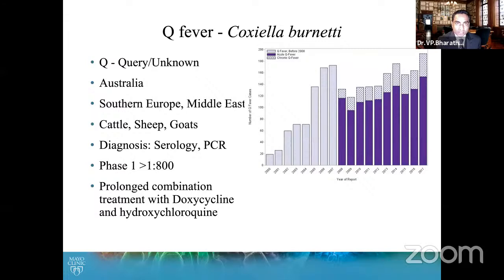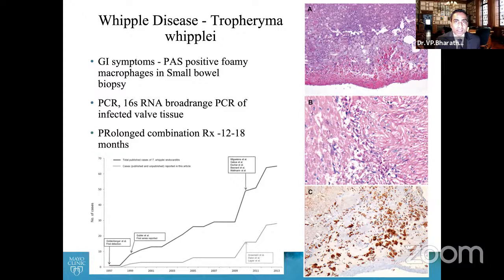Whipple disease is another cause of culture-negative endocarditis. Whipple disease is a multi-system disease. People present with weight loss, chronic diarrhea, and arthralgias, and the gold standard for diagnosis is a small bowel biopsy, where you see PAS-positive foamy macrophages.